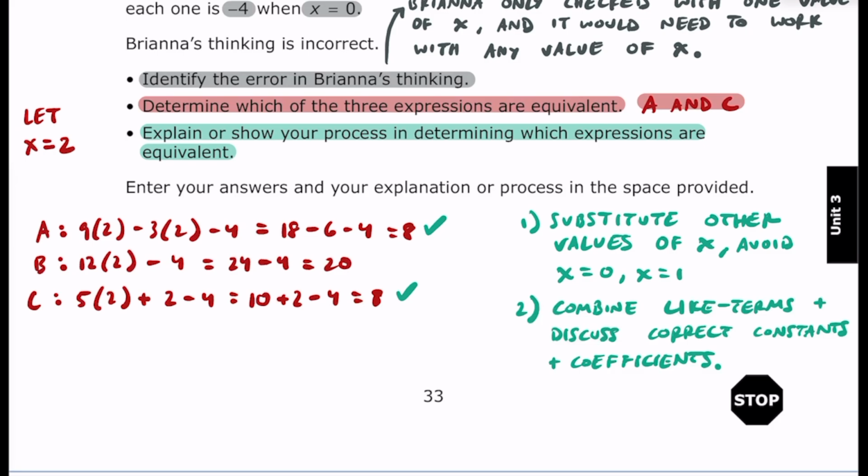And the other strategy you could have used is to combine the like terms by adding the coefficients together or the constants together and just talking about how the expressions simplify down and how some of the constants or coefficients are either the correct numbers or the incorrect numbers. But this one is definitely going to save you time, but you have to know your vocabulary a little bit better.